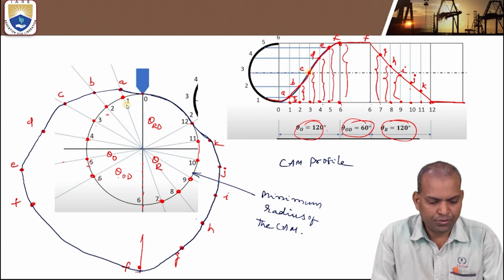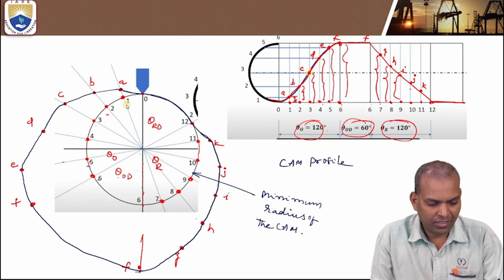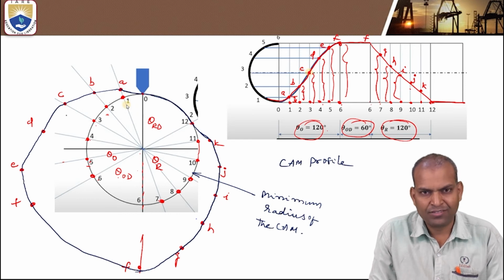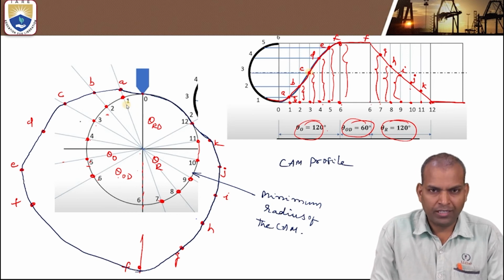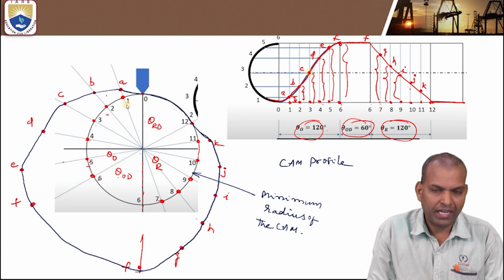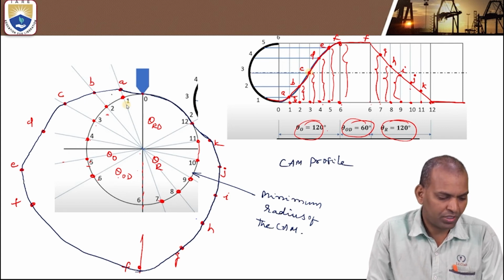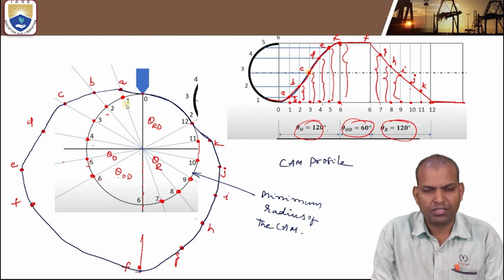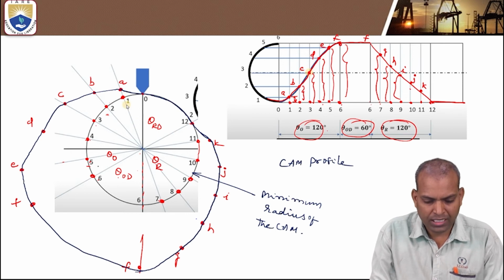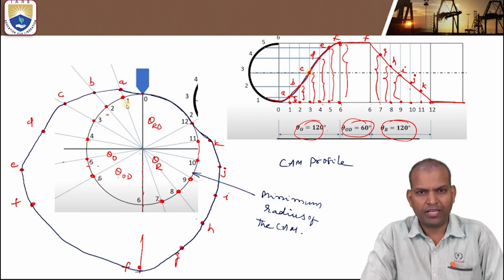Even though we may use instruments for drawing the base circle radius, and a protractor for dividing the outstroke into an equal number of parts, and a scale for drawing radial lines, finally we have to draw the cam profile freehand. You can also draw with the help of French curves, with which you can draw a smooth curve as much as possible. So, in this class, we have studied a very important case of drawing a cam profile.